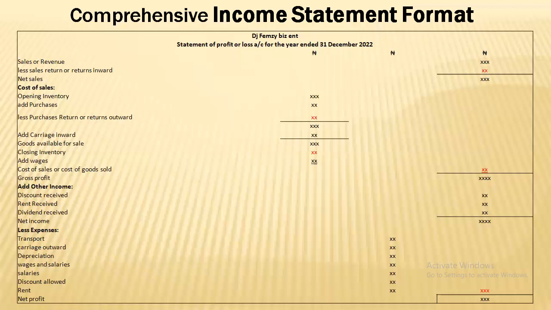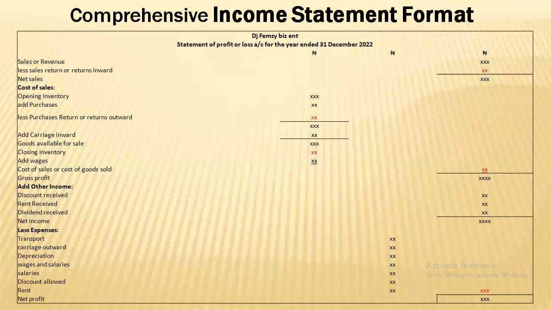So if you deduct our cost of sales from our net sales, we are going to have our gross profit. Now, after deriving the gross profit, you add other income. I've explained other income. Other income is income that the organization derives from outside the sale of goods and services. So this may include rental income, dividend, bank interest, discounts received. All these are income to the business. So you add that together, that will give us our net income. So after deriving the net income, we less expenses.